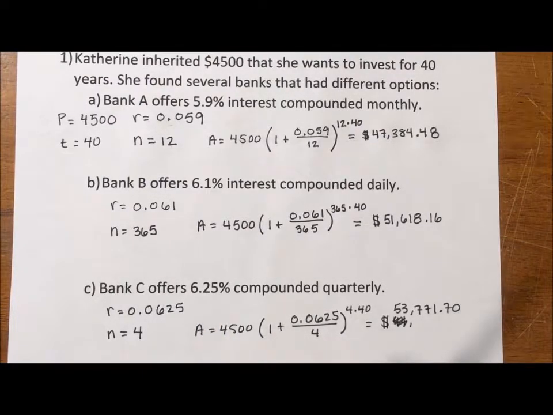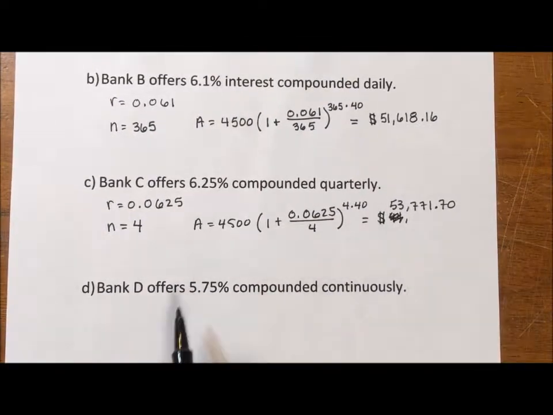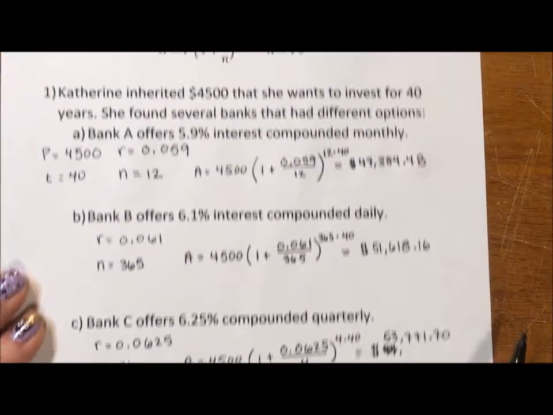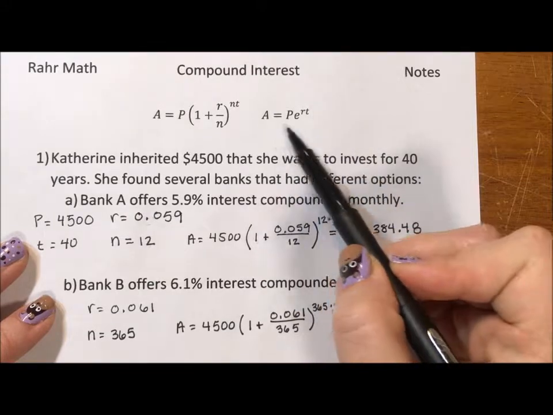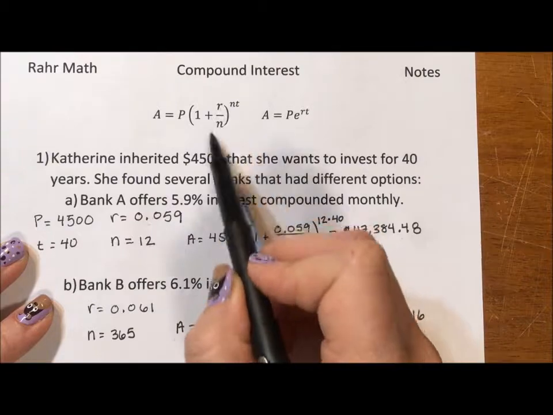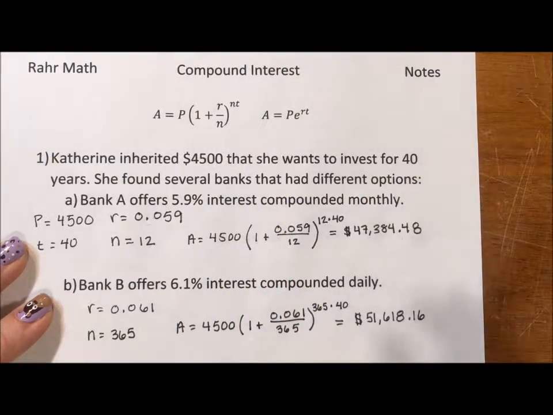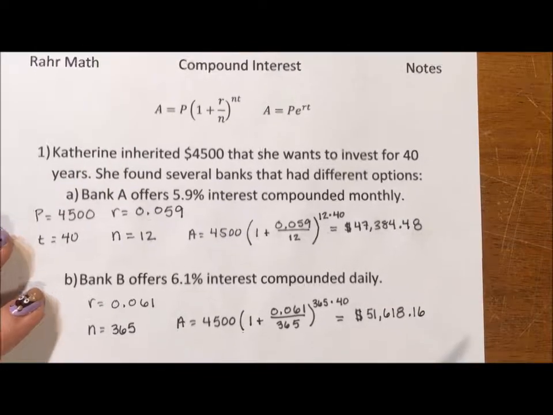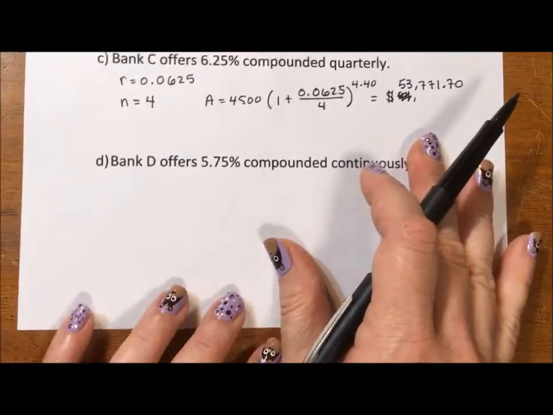For her last bank, Bank D offers 5.75% compounded continuously. So for continuous interest, we switch to this equation. E is a number that is calculated by doing this equation with everything one'd out, 1, 1, 1, and taking t out as big as you can get, and you calculate E. So E is our finance variable. Like pi, it is just a number. Pi is a number, 3.14.